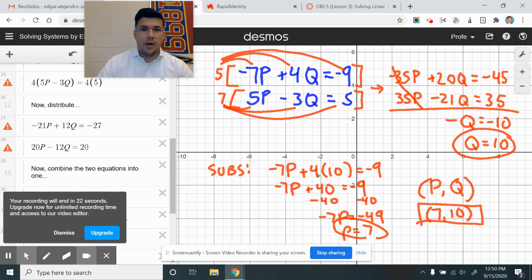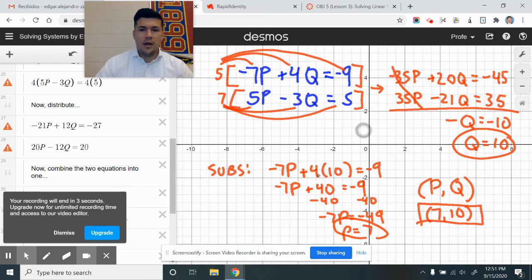All right, so to summarize, I multiplied both equations by a strategic number. That number led for me to have opposite numbers in one of the variables. Then I combined, which led me to solve for a variable. I substituted, which led me to solve for the second variable. And I'm done.